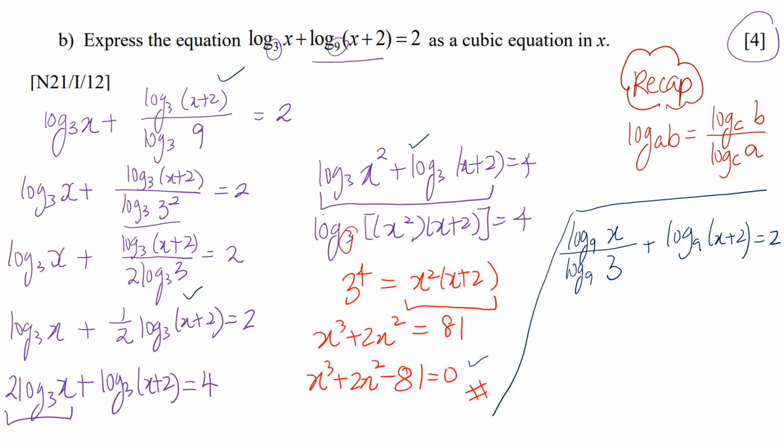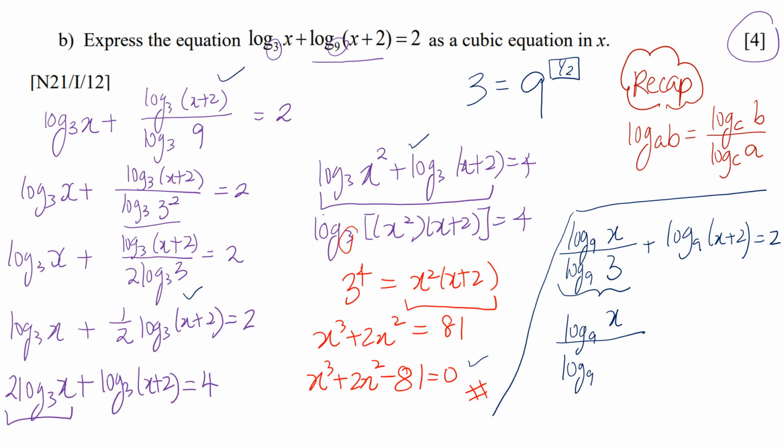Okay. Right. So here it's a bit tricky. This part here is a bit tricky. Right. So you have to think of it like, because you're using base 9, right? So I have to write 3 as base 9 to the power something. So in this case here, it will have to be half. 9 to the power half.